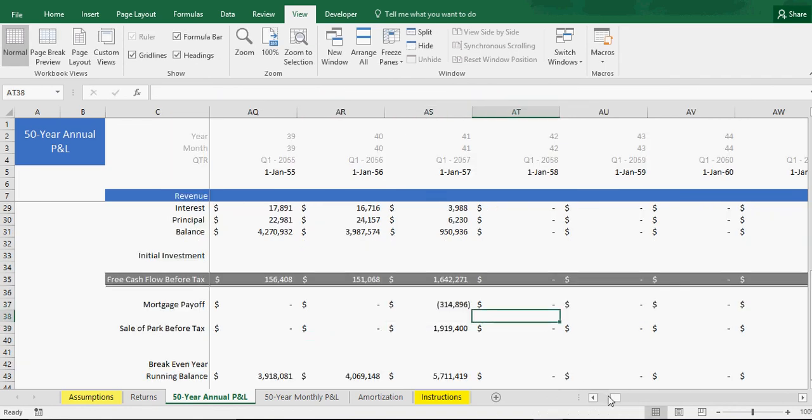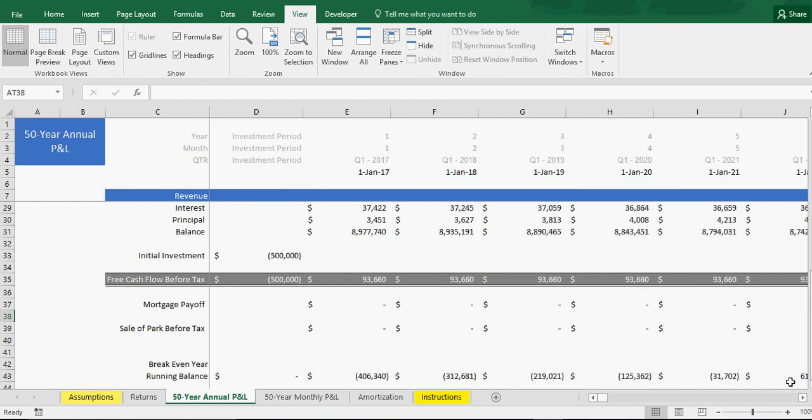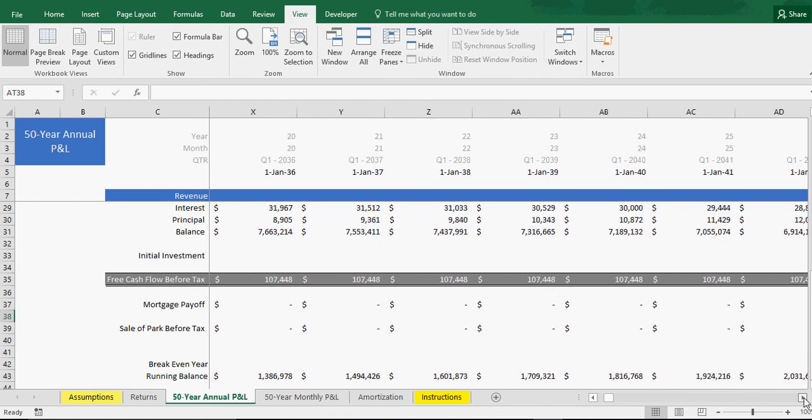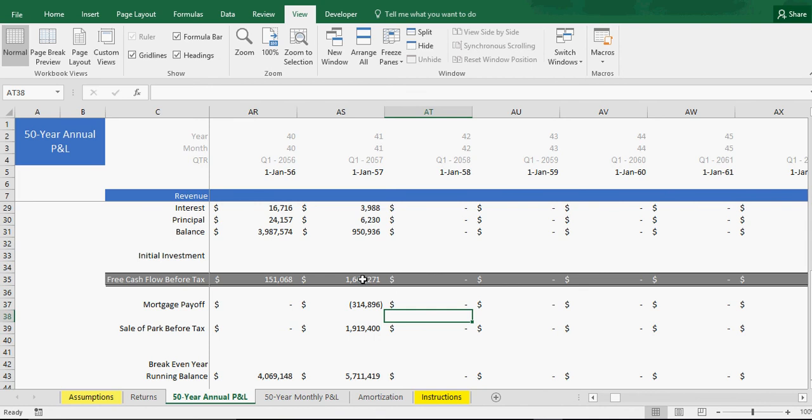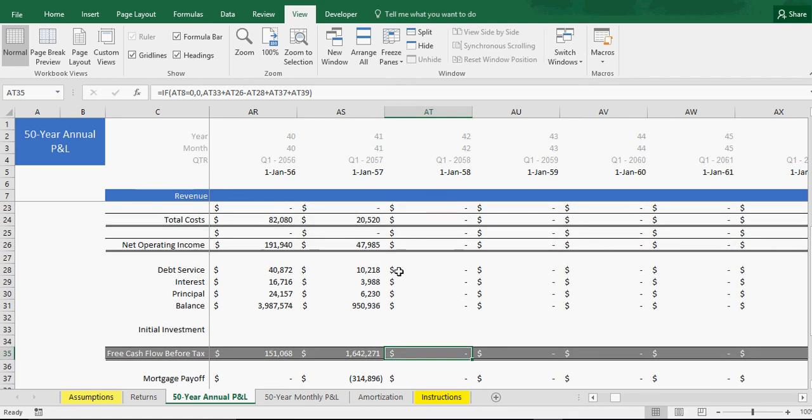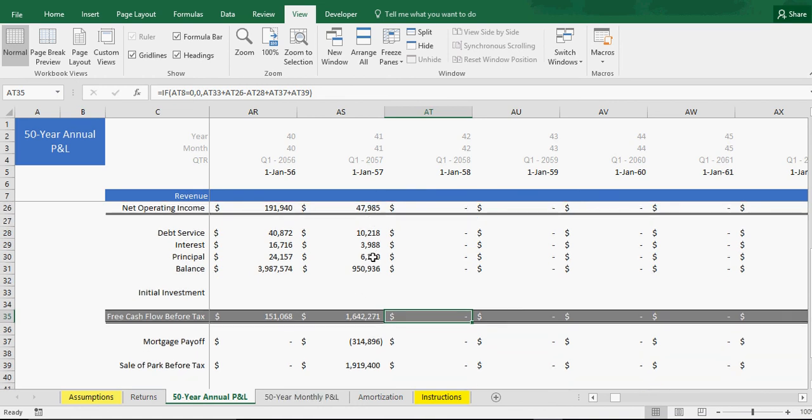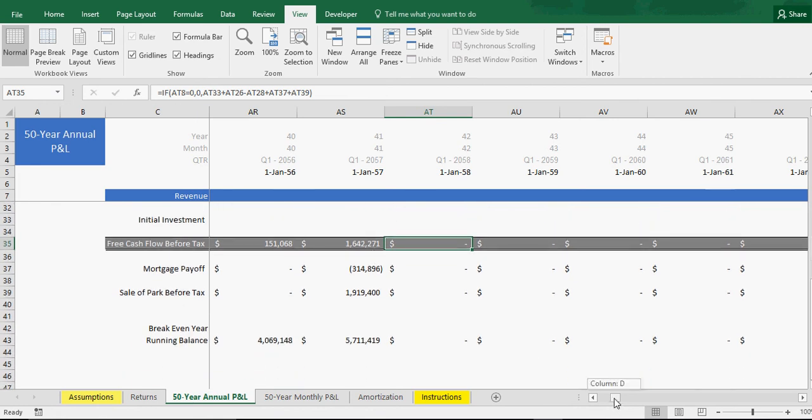Alright, now we're talking. We got this thing going. So you can see on the annual, when there is a sale, the free cash flow before tax gives you the sale price less the amount you're paying off for the mortgage, and then less the debt service for that year. And you can see this is less because it's paid off halfway through, plus the operating income for that year, which is less too, because again it was only halfway through the year or a couple months in. So that all works great.